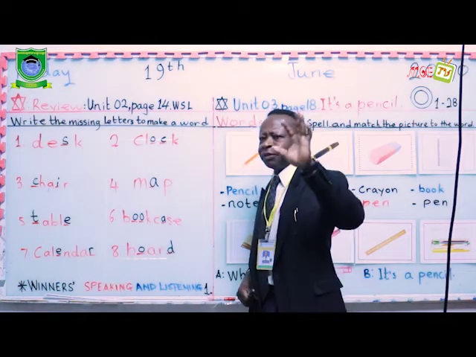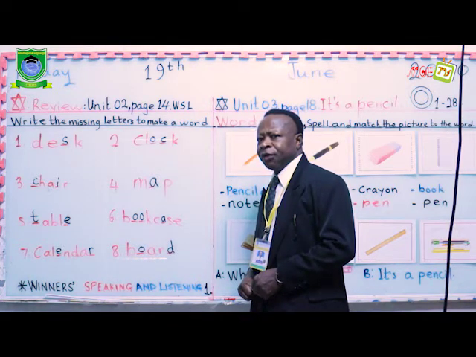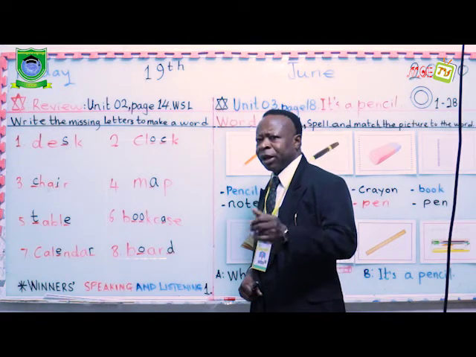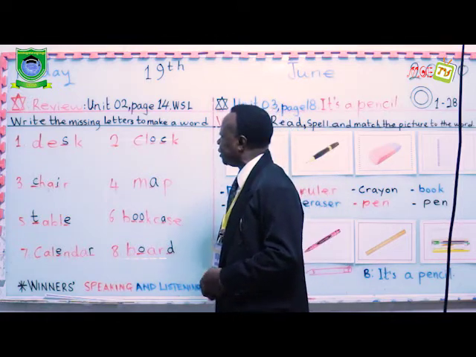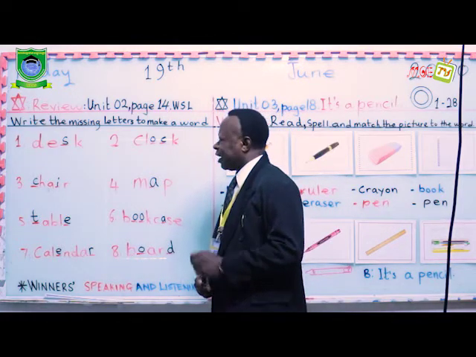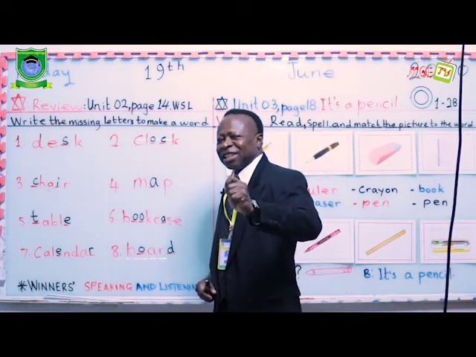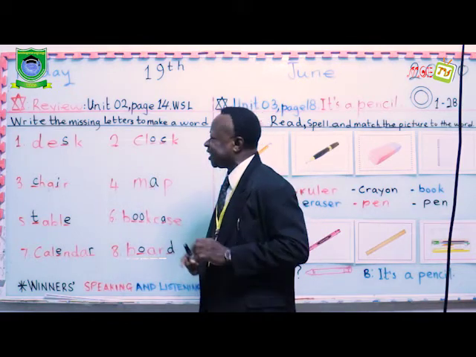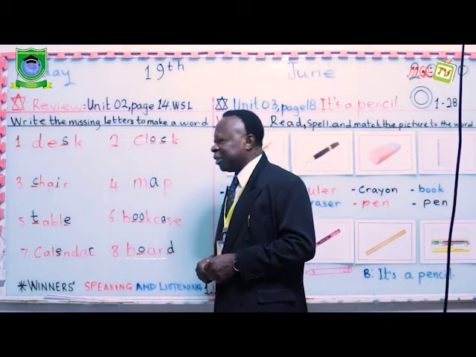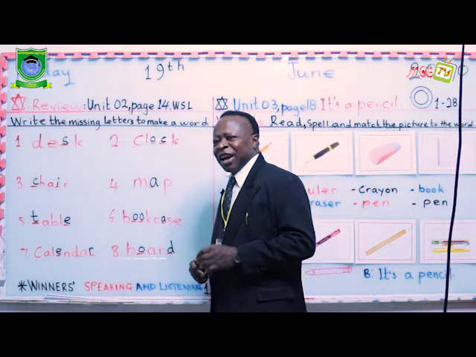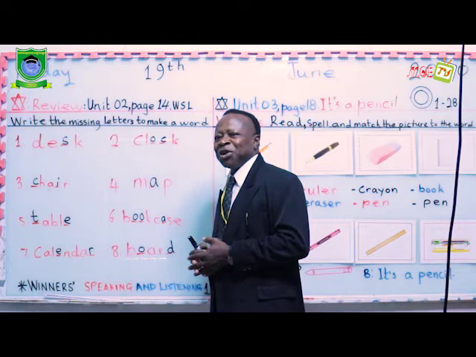Do you have any questions about the review of the new words? If no questions, I would like you to verbally make one sentence with desk. Shanu, make any sentence with desk. I write on my desk. Well done. I write on my desk. This is a sentence. David, table. I read my book on my table.